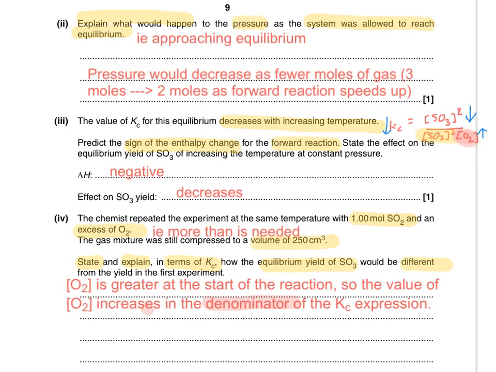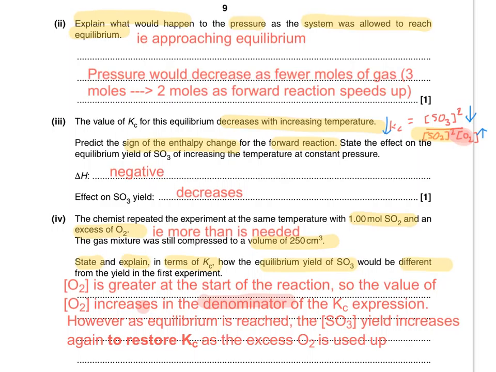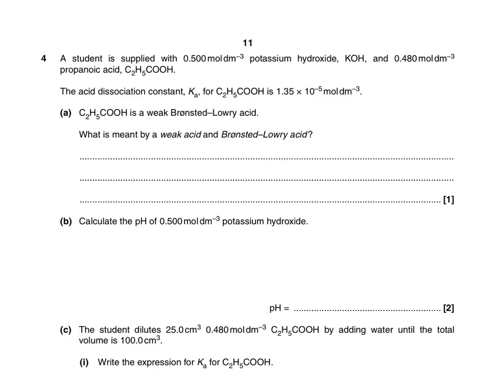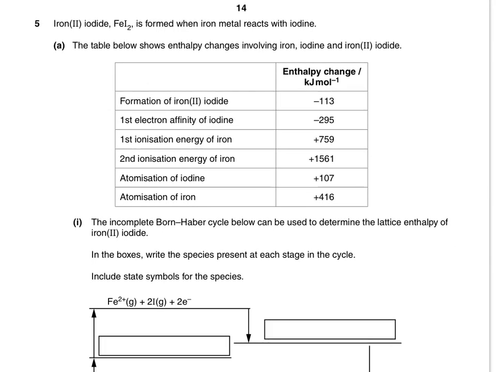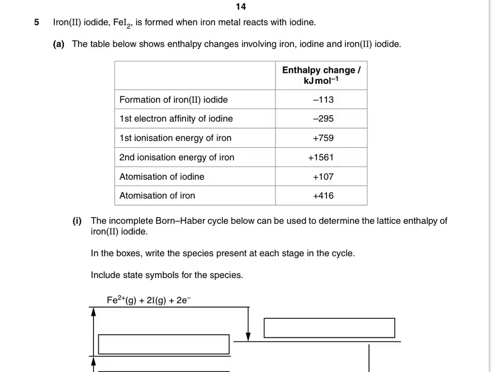So finally, because we've got a constant temperature, Kc is restored as the oxygen is used up. So let's now move on to the next question. We'd leave out 4 as well. So we've actually gone on to the Born-Haber cycle one now.